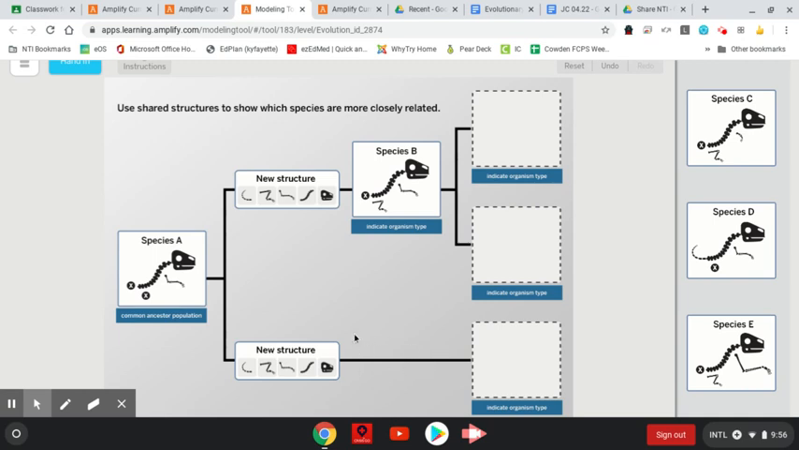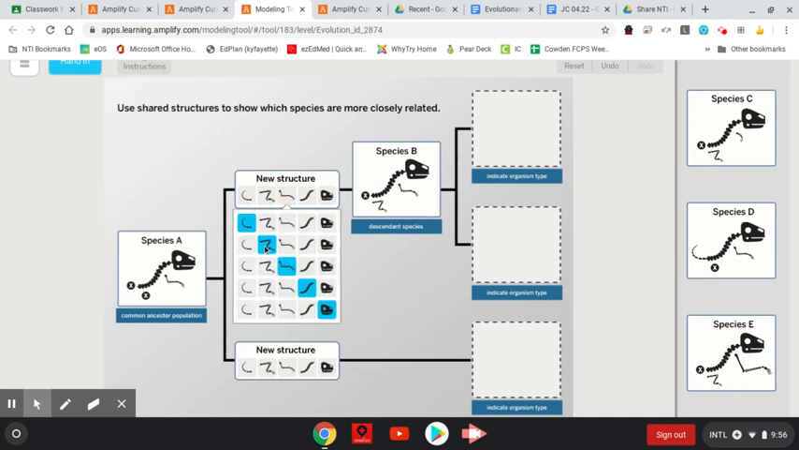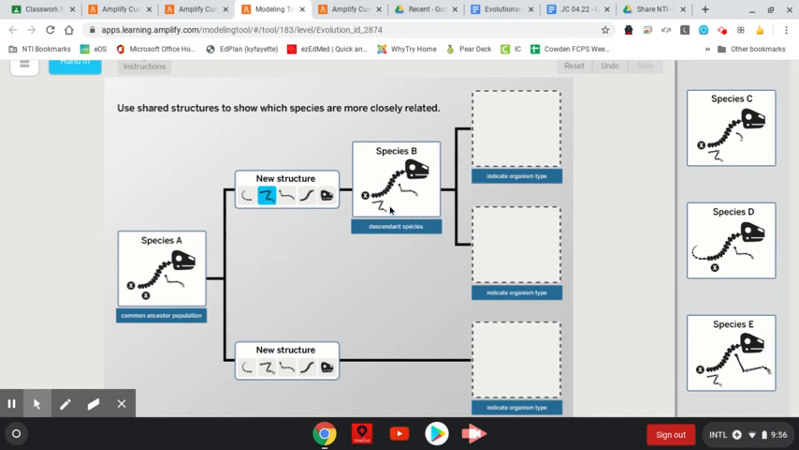So we're going to look up here at species B. Here's our original species A, and as we can see, it does not have back legs. But now species B does have back legs. So is this one an ancestor or a descendant? Well, it's come after species A, so it would be a descendant. Just like your grandparents would be your ancestor and you would be their descendant. Our new feature would be these back legs. So I'm going to click back legs, and I matched the picture to what kind of back legs this new species has.